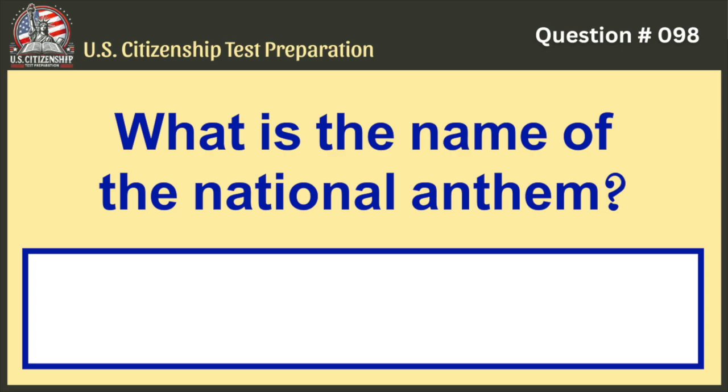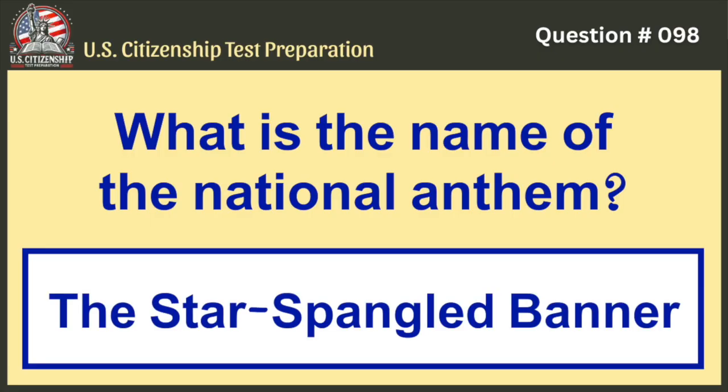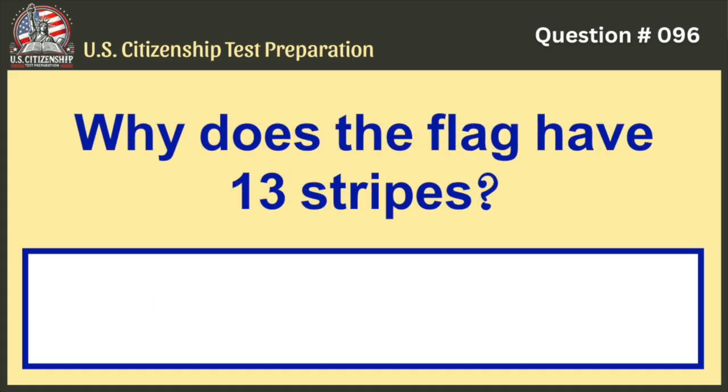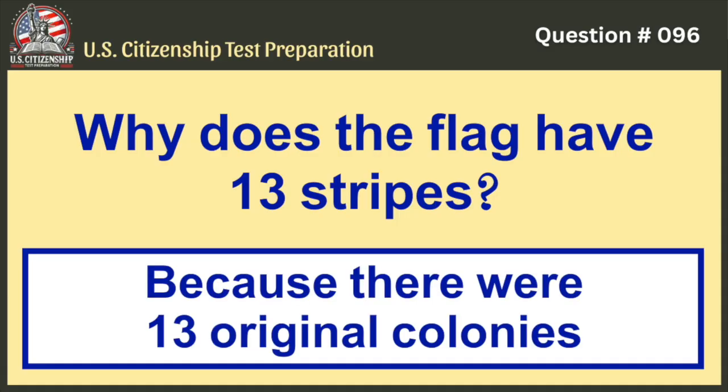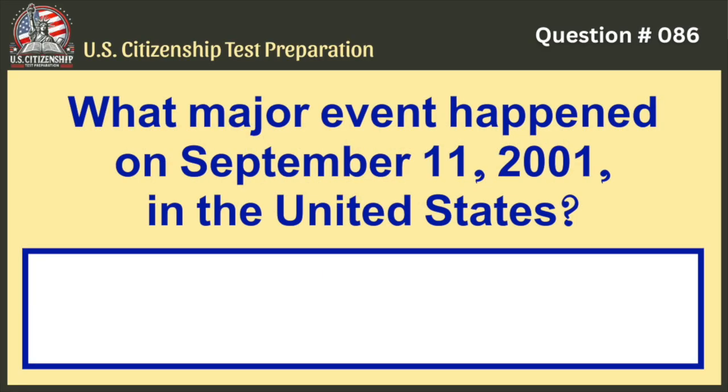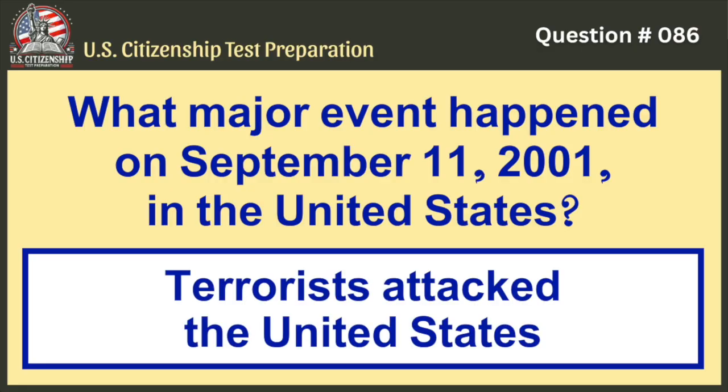What is the name of the national anthem? The Star-Spangled Banner. Why does the flag have 13 stripes? Because there were 13 original colonies. What major event happened on September 11, 2001 in the United States? Terrorists attacked the United States.